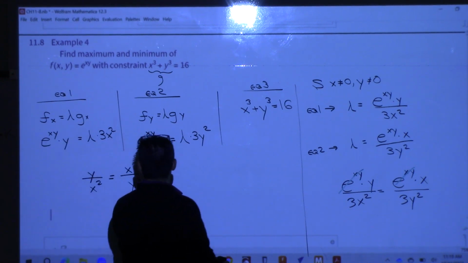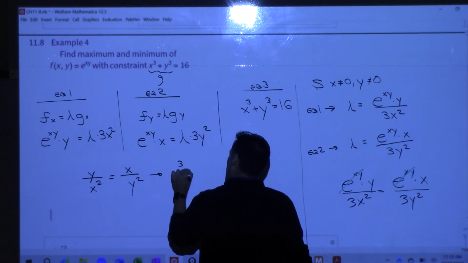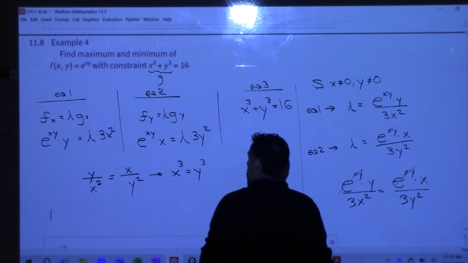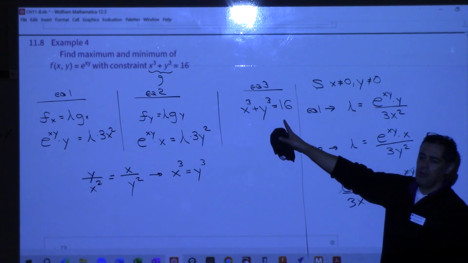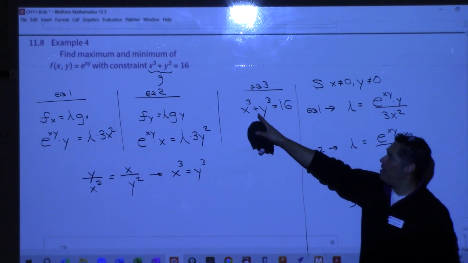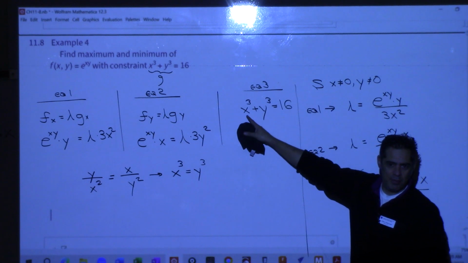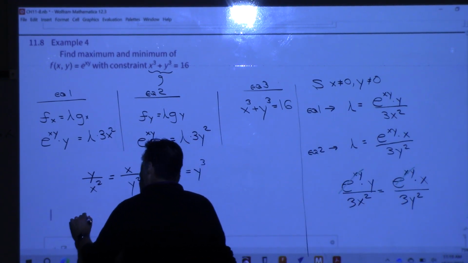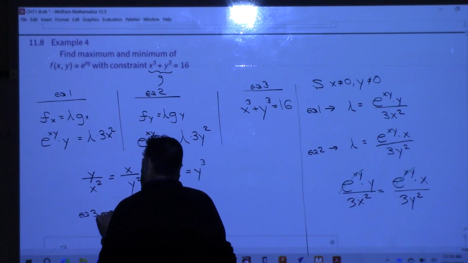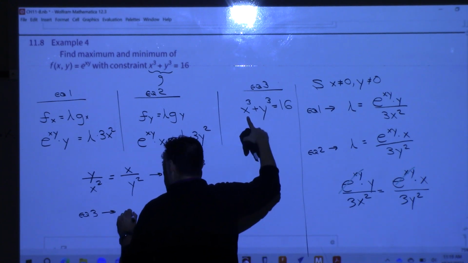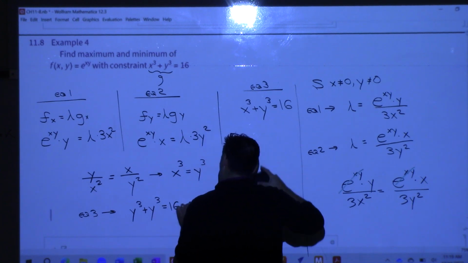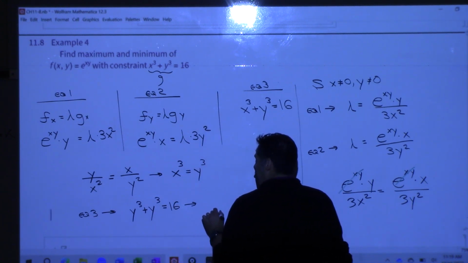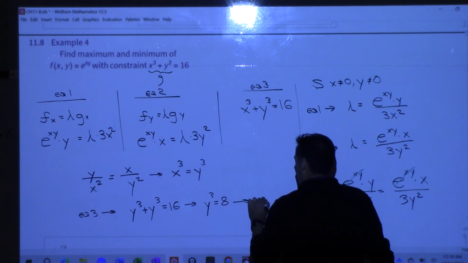So this just tells me that x cubed must equal y cubed, and that's pretty nice because if x cubed equals y cubed, then when I go to this equation 3, I can replace x cubed with y cubed. So that means from equation 3 that what? y cubed plus y cubed equals 16, which means that 2y cubed is 16? So y cubed is 8? And if y cubed is 8, y is 2.